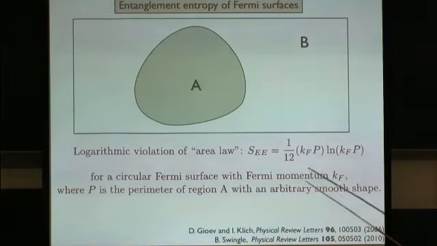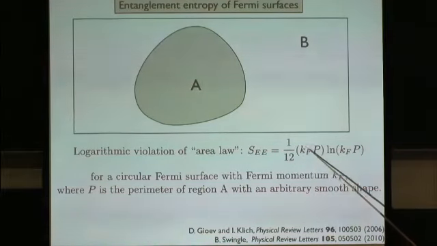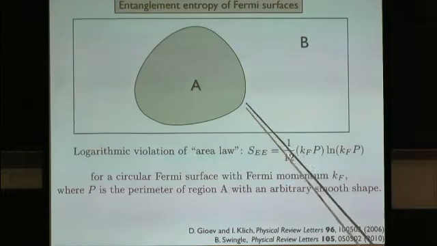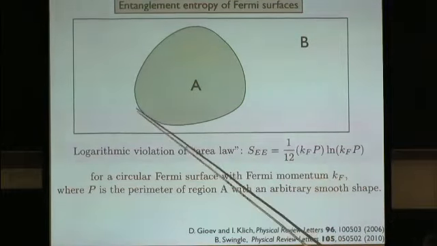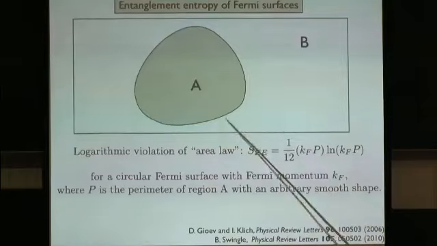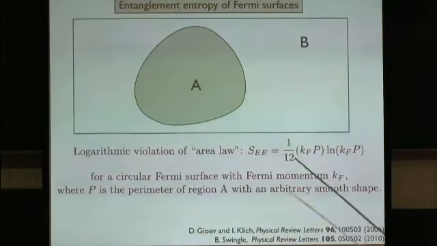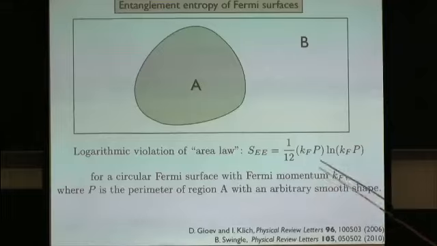And in 2 dimensions, the answer is of this form. For a circular Fermi surface, it's 1/12 k_F, where k_F is the Fermi wave vector, times P, which is the perimeter of the real space boundary between A and B. So this boundary can have any shape you want, but it's exactly the perimeter times log of k_F P, and that's the universal answer. It's also believed to hold for a Landau Fermi liquid exactly with no further corrections.